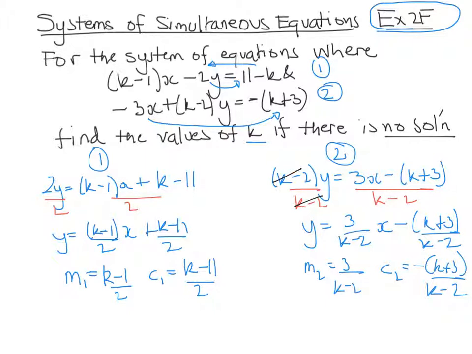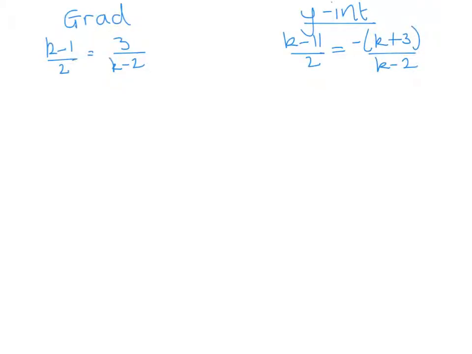Now, if we want to find where there is no solution, it would be where these two lines are parallel. So that means that gradient must be equal to that gradient. Alrighty, let's have another page and see what happens next. For the gradient and the y-intercept, what if we make the gradient of one line equal to the gradient of the other line, and the y-intercept of one line equal to the y-intercept of the other line? Let's figure out what values of k we have here.